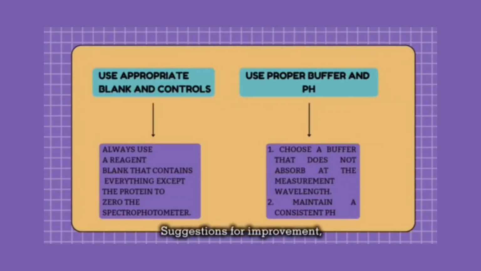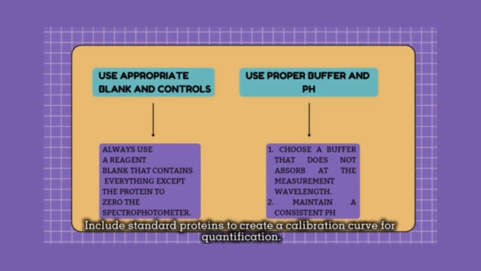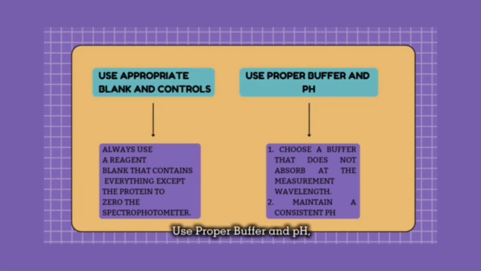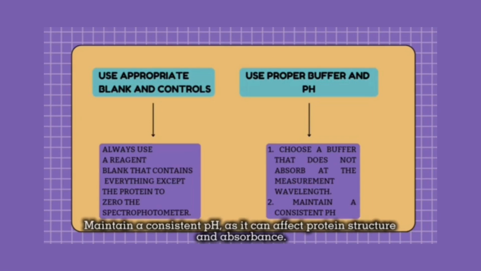There are a few suggestions for improvement, such as using appropriate blanks and controls. Always use a reagent blank that contains everything except the protein to zero the spectrophotometer. Include standard proteins to create a calibration curve for quantification. Lastly, use proper buffer and pH, and choose a buffer that does not absorb at the measurement wavelength. Maintain a consistent pH, as it can affect protein structure and absorbance.